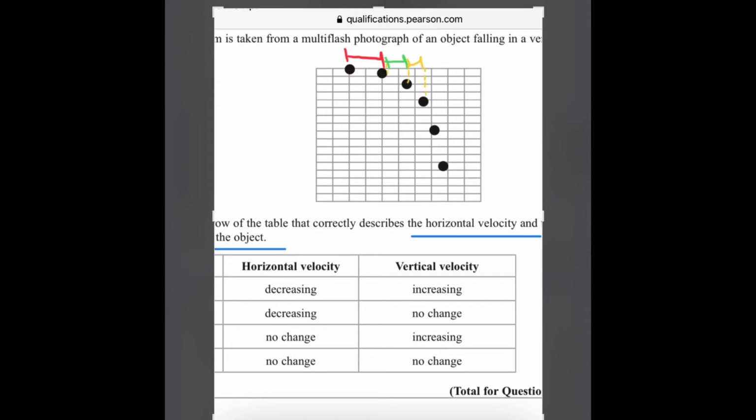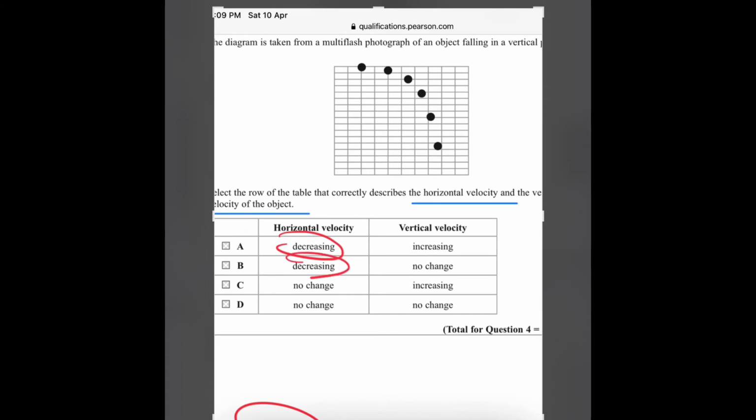So we can clearly see that the distances are actually decreasing. So since the distance covered per unit time is decreasing, we can also say that the horizontal velocity is decreasing. So the horizontal velocity is decreasing. So either option A or B would be the answer.